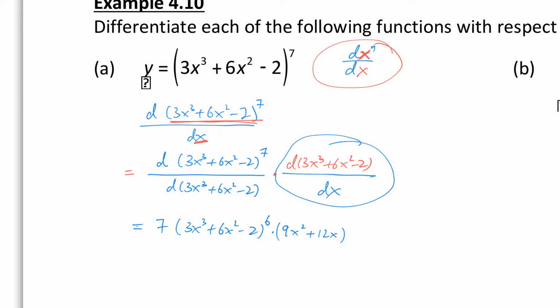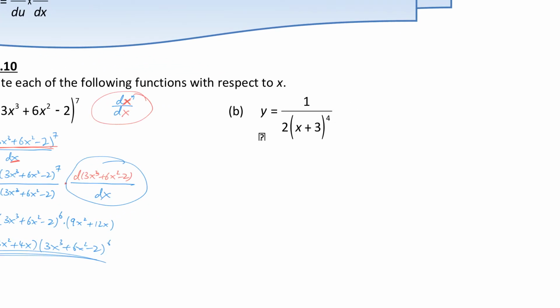Okay, remember we need to add brackets. Maybe you can take out 3. This is 21 times 3x squared plus 4x. And then this is 3x to the power 3 plus 6x squared minus 2 to the power 6. Yeah, this is the final answer. You do not need to expand it and simplify it. Okay. Let's see one more example.